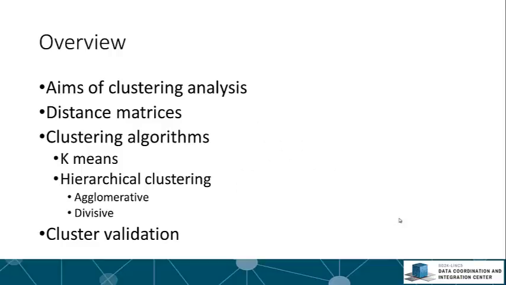So I'm going to begin by giving a big picture of the overall aims of clustering. Then I'm going to talk about how we examine the relationships between objects in terms of distance matrices. And this will lead me on to talking about some specific algorithmic approaches to clustering. I'm going to give some specific examples for k-means clustering and hierarchical clustering. And finally, I'm going to talk about cluster validation.